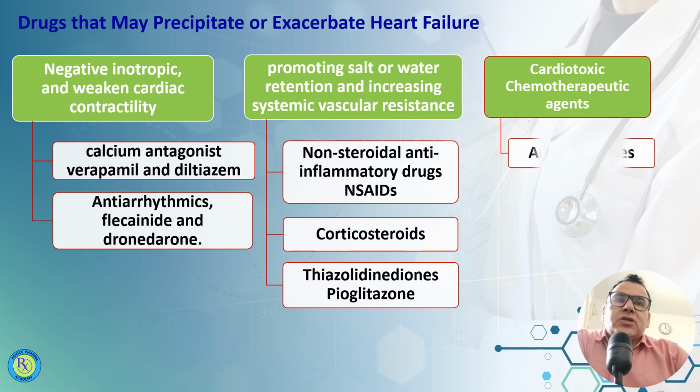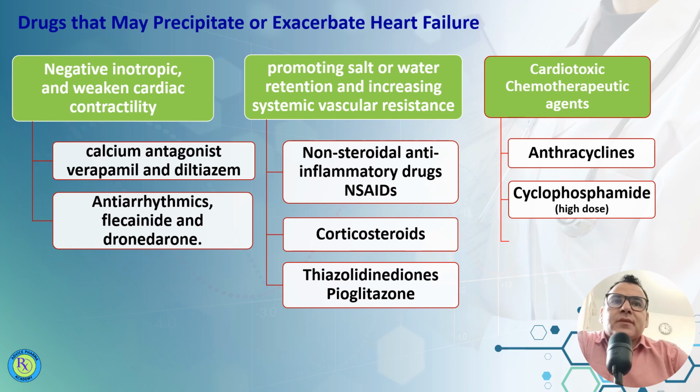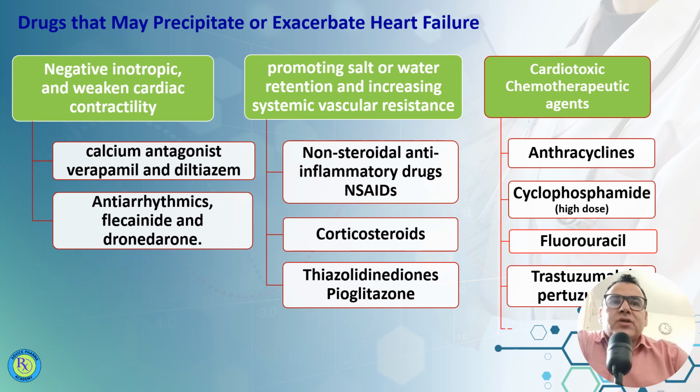Some chemotherapeutic agents also are very famous to cause this, like anthracyclines, like doxorubicin for treating cancer. Cyclophosphamide in high dose can also cause cardiotoxicity. Fluorouracil and trastuzumab and pertuzumab as well. So all this list of medication, we should be aware of it, and you should identify it in the patient medication list to guide which to discontinue and to be more cautious in using this medication in heart failure.